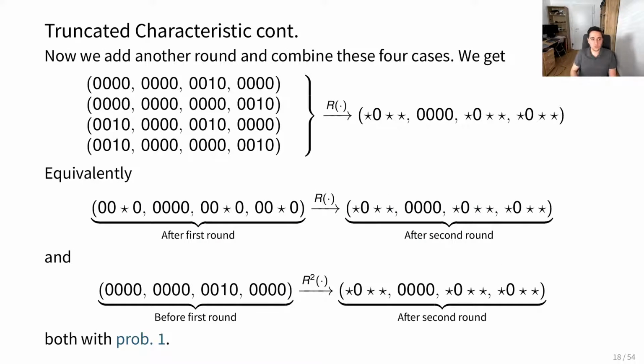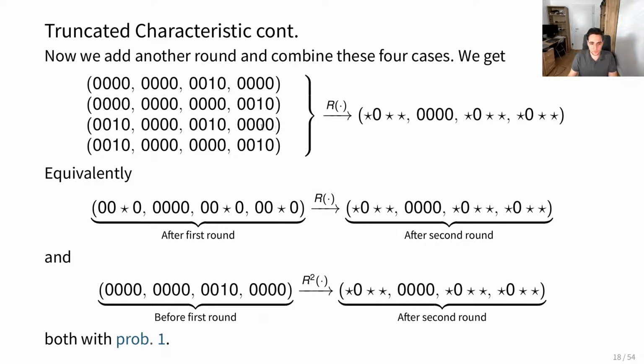Okay, so let's continue from that. So now we have a single round, so now let's add another round to that. And again, this is something you have to trust me on now. So if we add another round, essentially what we do is we get more uncertainty. So we get more of these stars, but we still know some of the positions with 100% certainty.